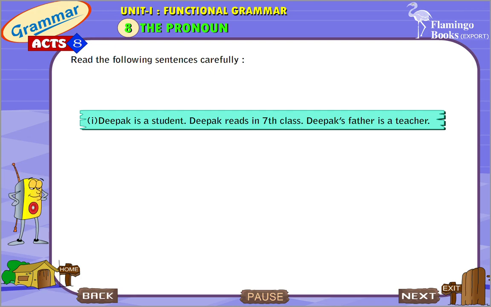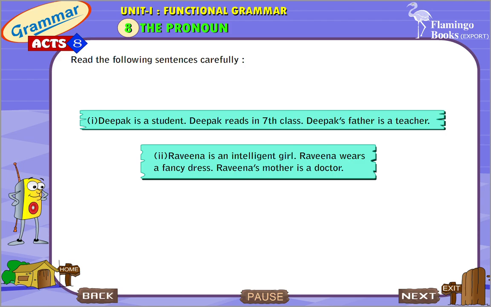Chapter 8. The Pronoun. Read the following sentences carefully. Deepak is a student. Deepak reads in 7th class. Deepak's father is a teacher. Ravina is an intelligent girl. Ravina wears a fancy dress. Ravina's mother is a doctor.